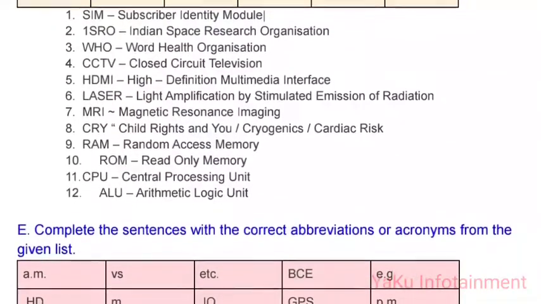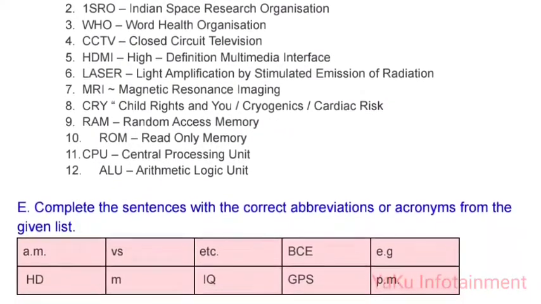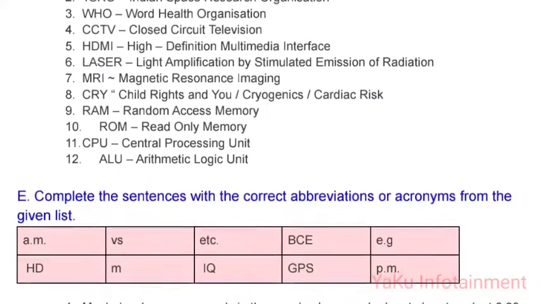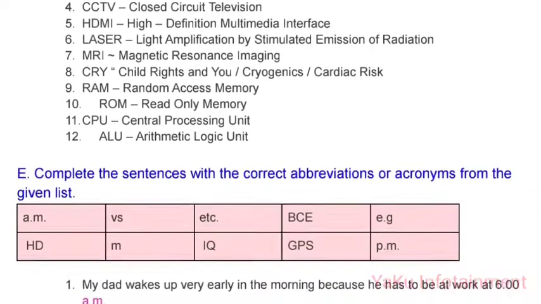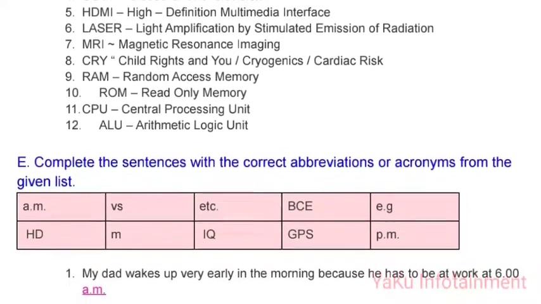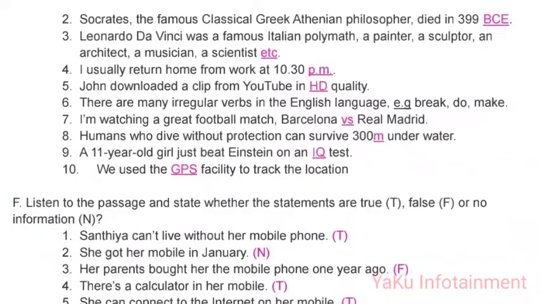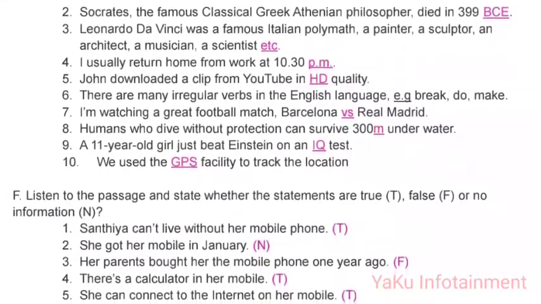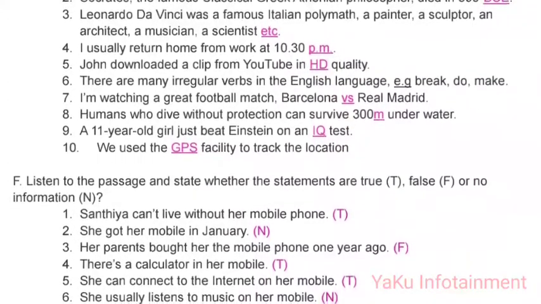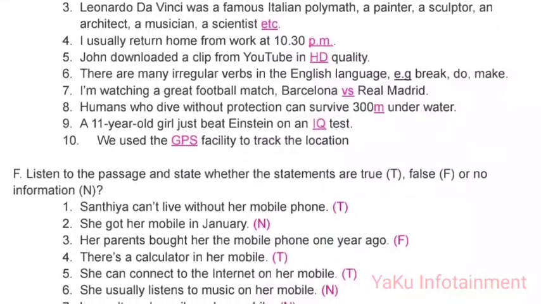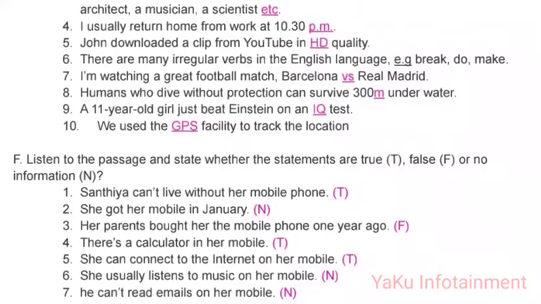A. Complete the sentences with the correct abbreviations or acronyms from the given list. My dad wakes up very early in the morning because he has to be at work at 6 a.m. Socrates, the famous classical Greek Athenian philosopher, died in 399 BCE. Leonardo da Vinci was a famous Italian polymath, a painter, a sculptor, an architect, a musician, a scientist, etc.